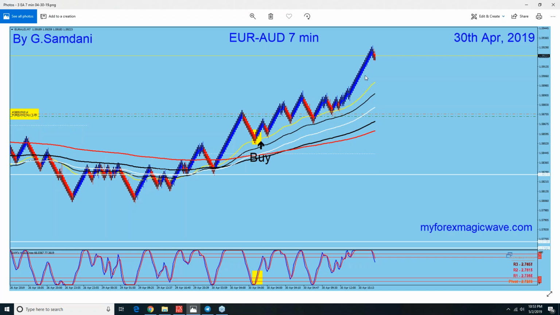Forex is 24-hour, but there are times when there's no volume, the price is not going to go anywhere, and if you try to trade in those timings, you're going to get burned. So you must know which pair moves when.